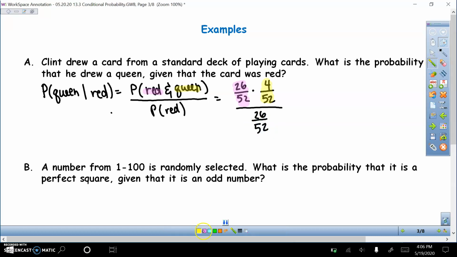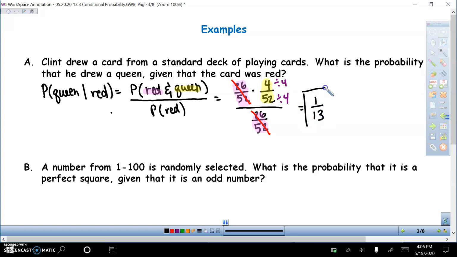So what you'll hopefully notice is that you have 26 fifty-seconds divided by 26 fifty-seconds. So while this looks scary and intimidating, that fraction just cancels out. So we have 4 over 52, which does simplify. And we end up with the probability that it's a queen, given that it's red, is 1 out of 13. All right, let's try one more.